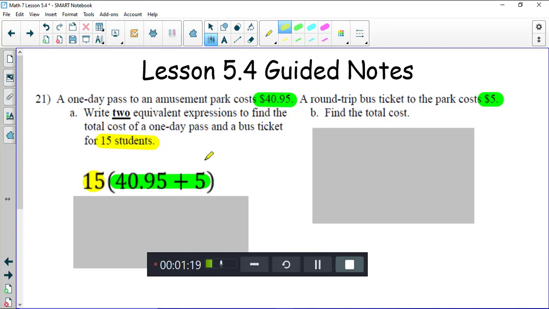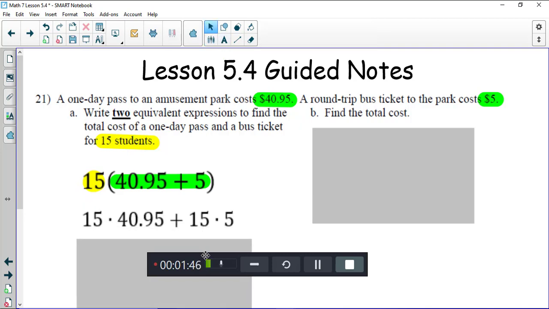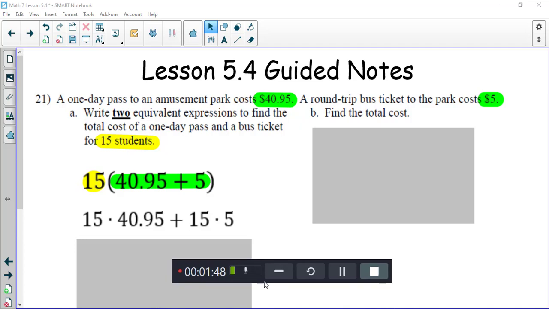Now, sometimes I have students who will add $40.95 and $5 together and get $45.95 times 15. Technically, that's the same. It's an equivalent expression, and that's fine as well. But I like to write it with the number of students outside the parentheses, or number of people outside the parentheses, and then finding the total cost inside the parentheses by adding the different items that people are going to be purchasing. A second way to write this is like this, where we have 15 times $40.95.